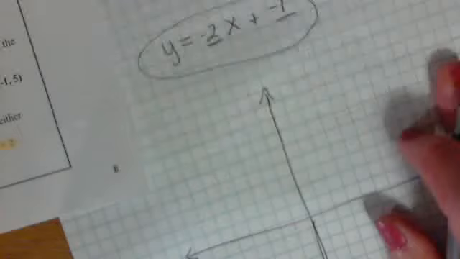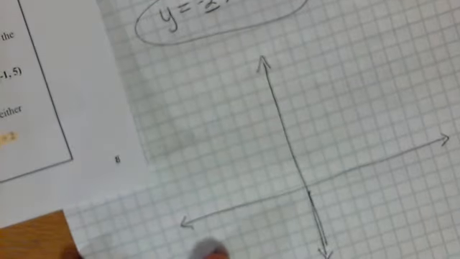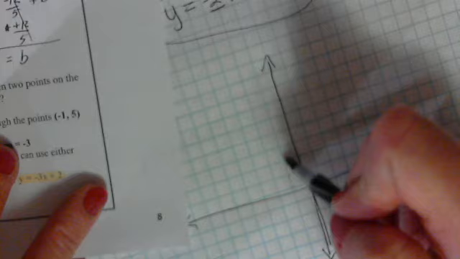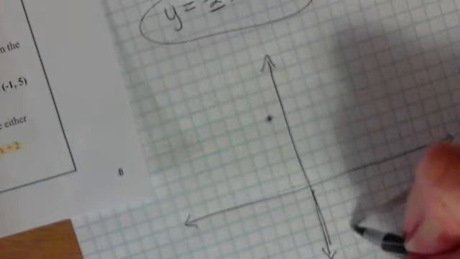So we're told that we've got some equation whose line goes through 2 points. One of them is (-1, 5). So let's graph that. -1, 1, 2, 3, 4, 5. And the other point it goes through is (2, -4). So over 2 and down 1, 2, 3, 4.